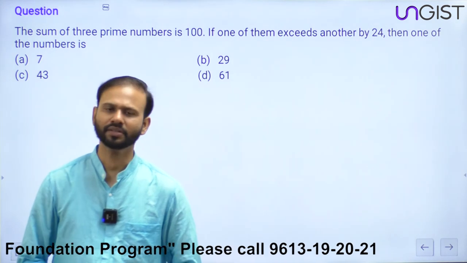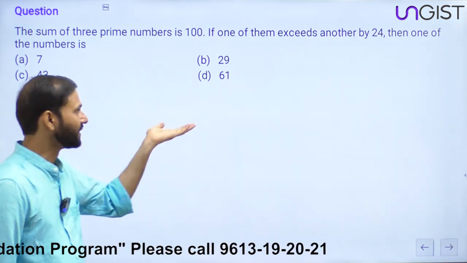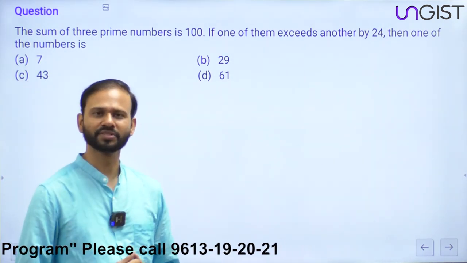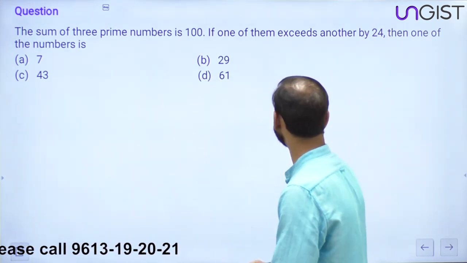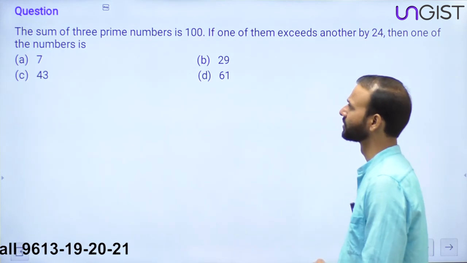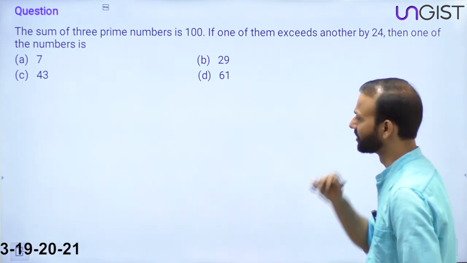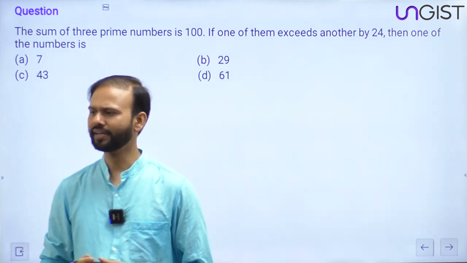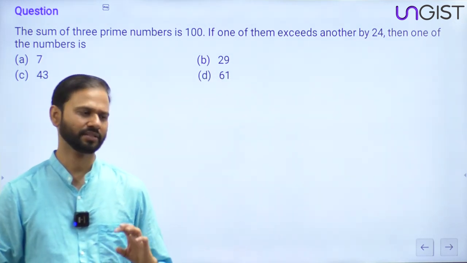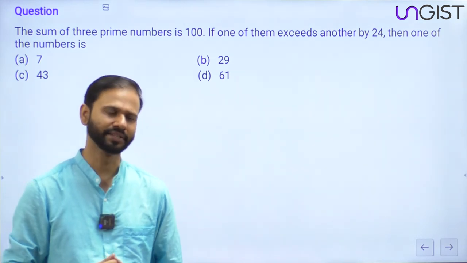All right, everyone, let's start today's class. Yesterday, this was the last question, I suppose, right? The sum of three prime numbers is 100. If one of them exceeds another by 24, then one of the numbers is what? Okay, everyone, let me discuss a very similar question.